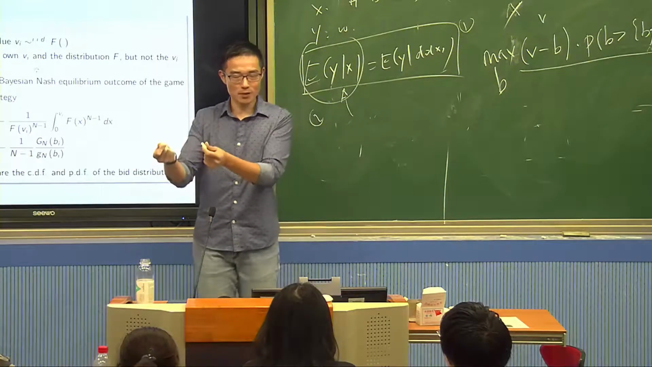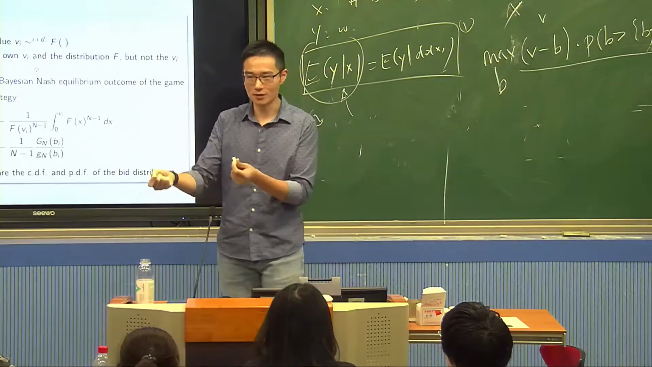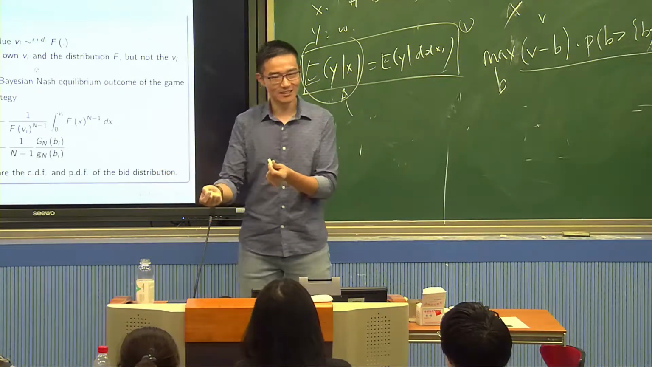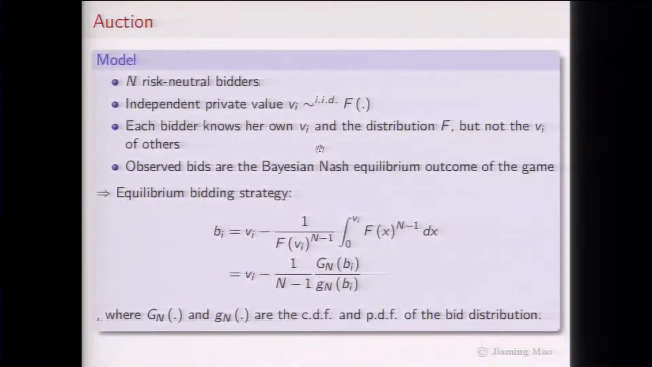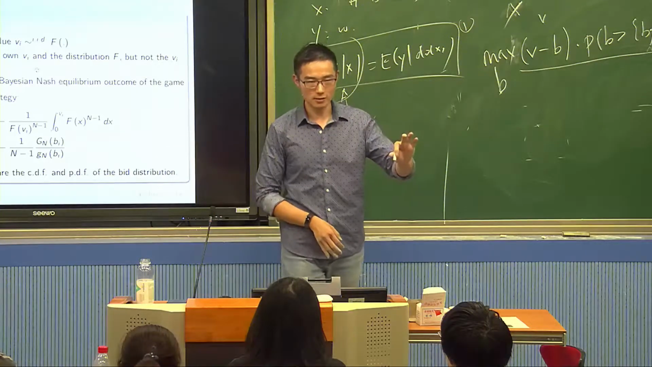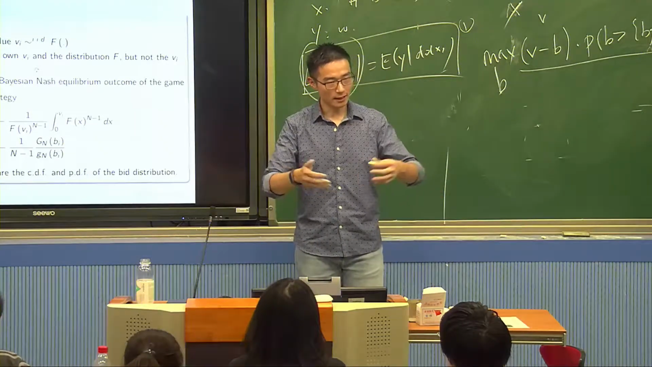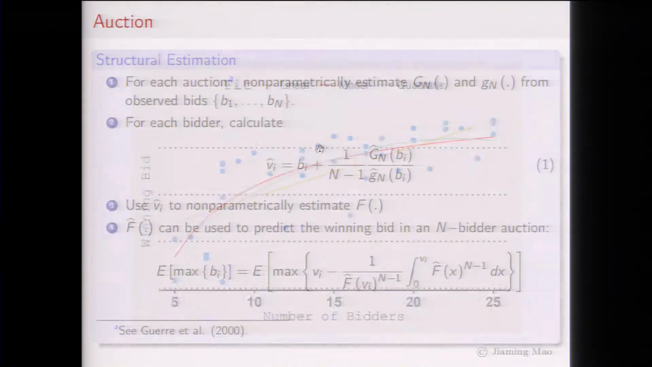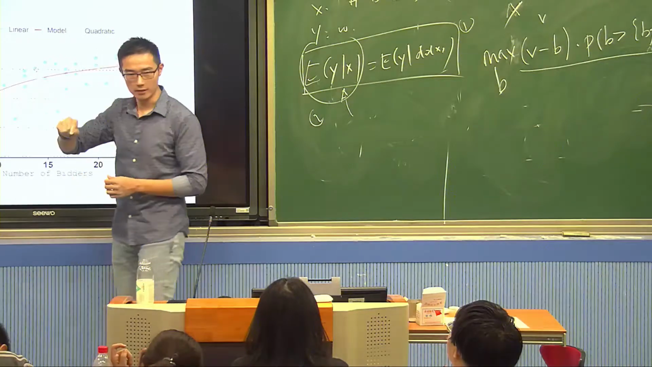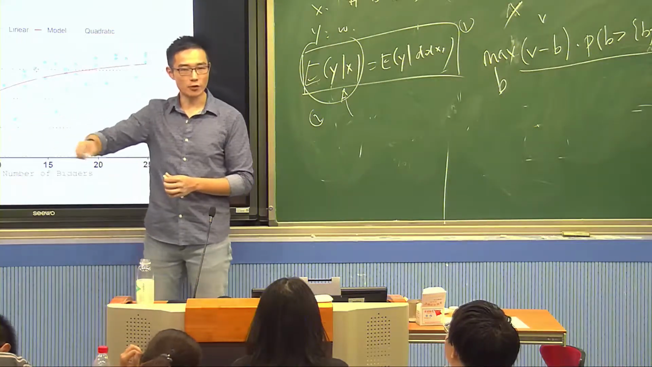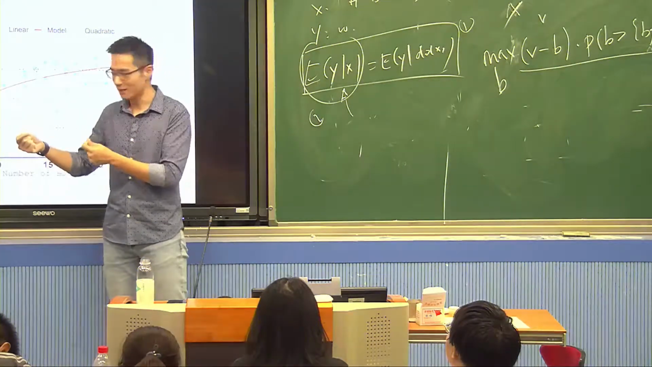Think about that. You watch people's bids, I see your bids, and I immediately know how much you actually value the object in your heart. That is actually what this formula tells me. And I can estimate everything. So using this formula, I can go to each auction and estimate people's underlying value. And then once I estimate people's underlying value, I can make predictions. Given this number of bidders, what is going to be the winning bid? I can make this prediction because I have already estimated people's underlying value. Of course, the highest value one gives the highest bid, and the highest bid is my prediction.